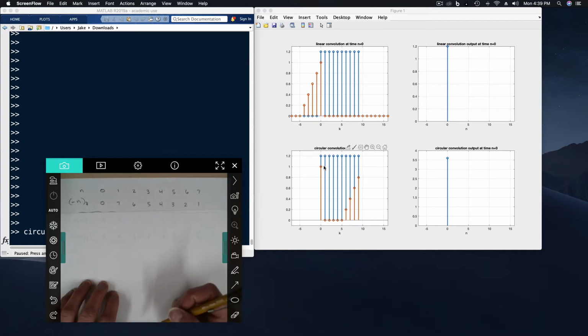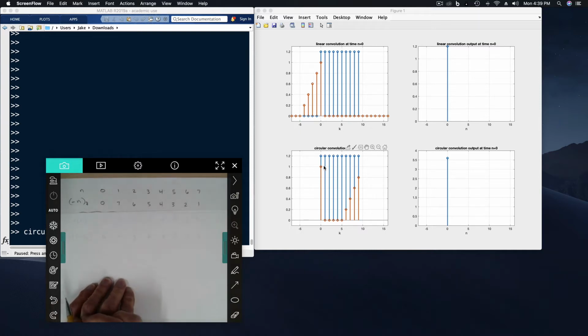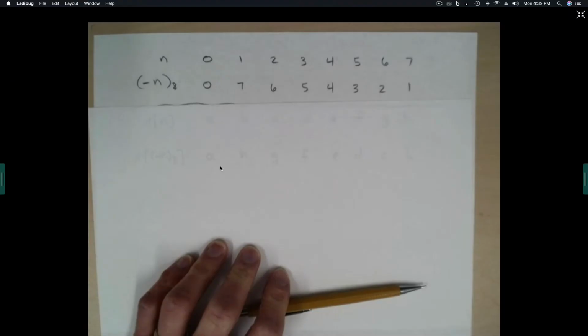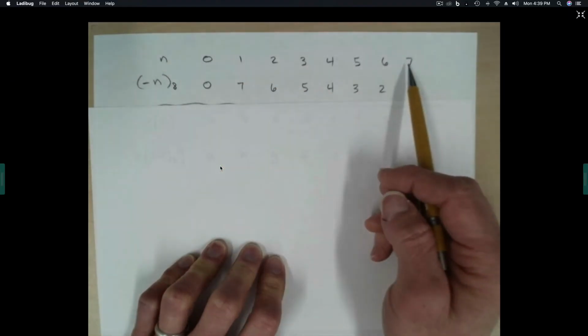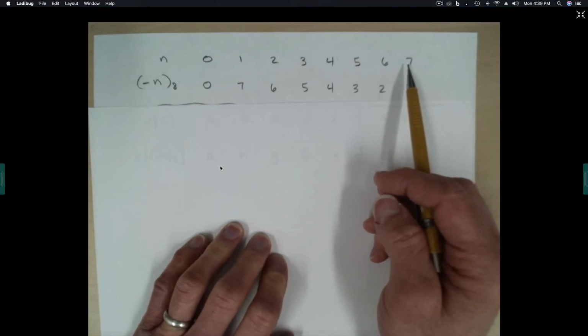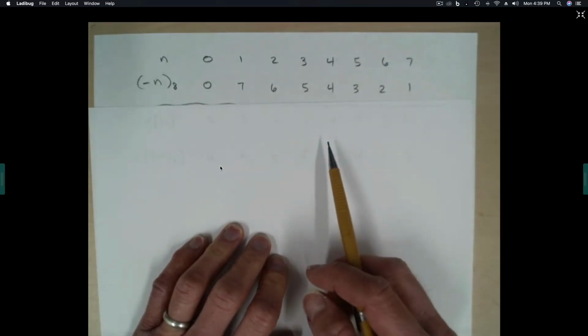Alright, in this video we're going to look at the circular time reversal property of the DFT, and this will help us to understand how circular convolution works. So first of all, what I'm showing here is a list of numbers from 0 to 7. These are going to be the time indexes into a sequence of length 8.